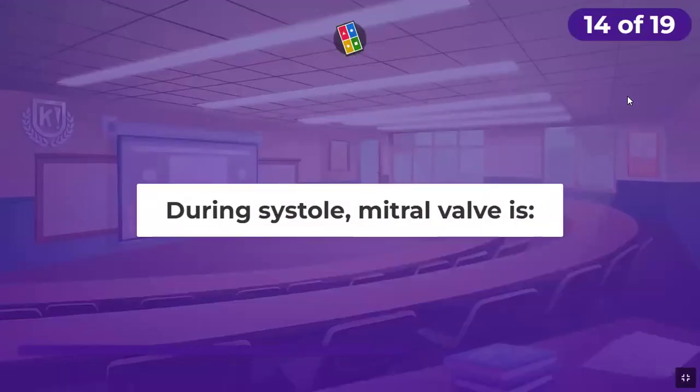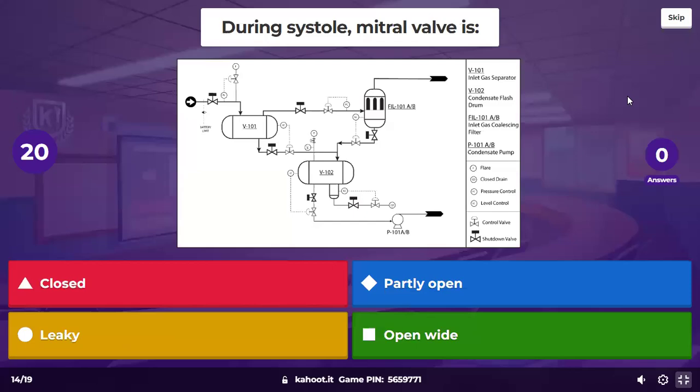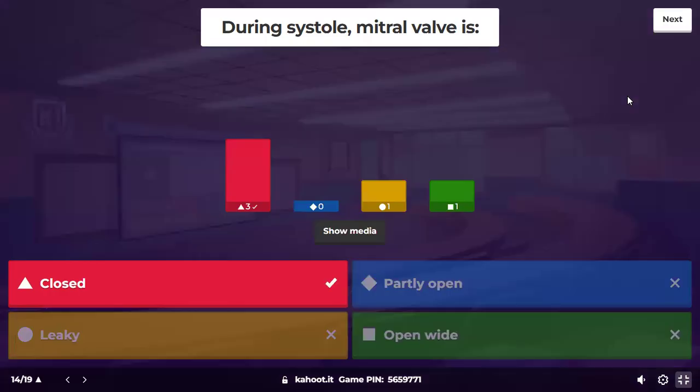During systole, the mitral valve is, remember systole is squeezing. So what happened to the mitral valve? Closed, partly open, leaky, open wide. This one is easy. Yeah, closed.